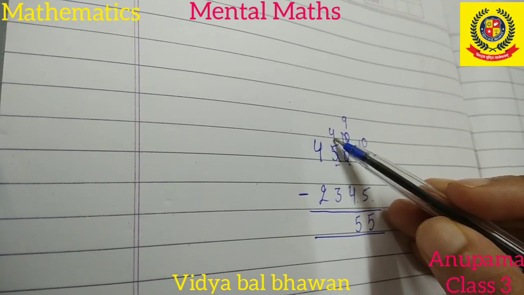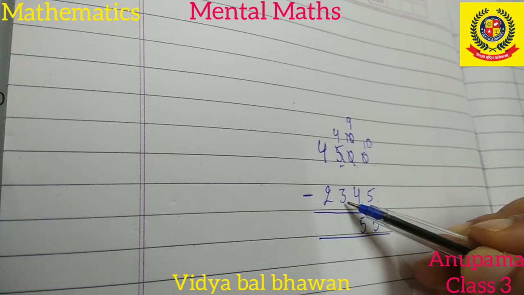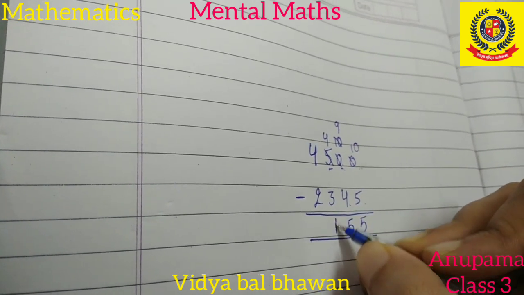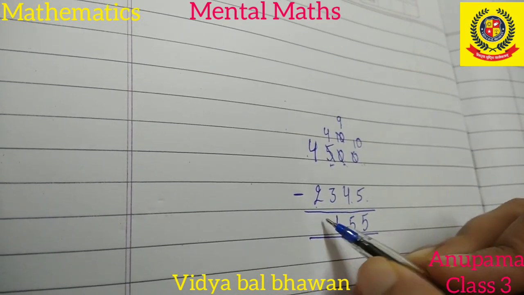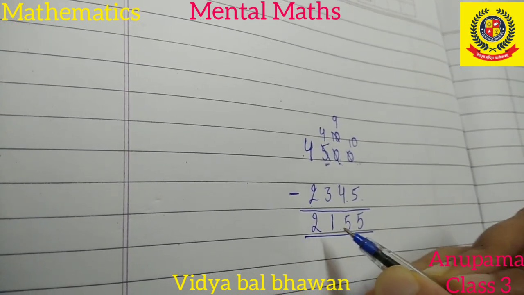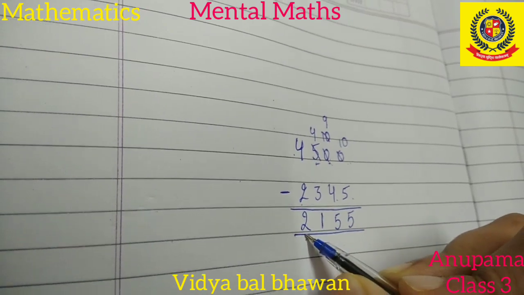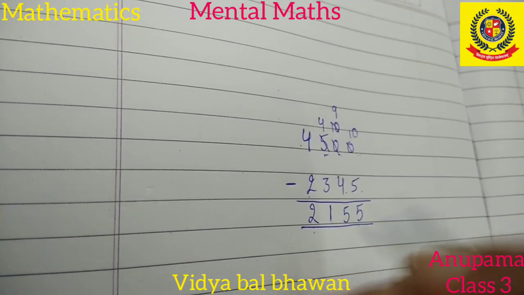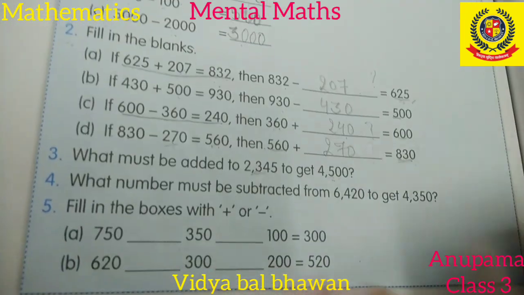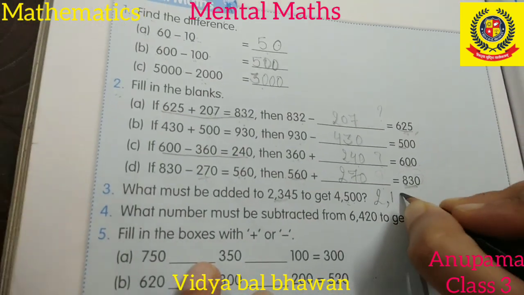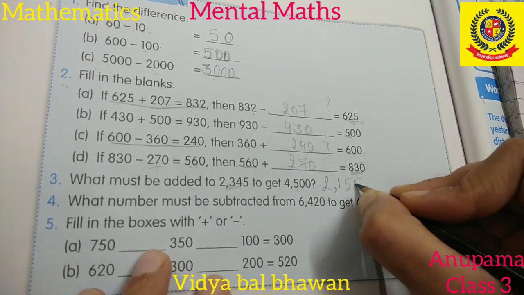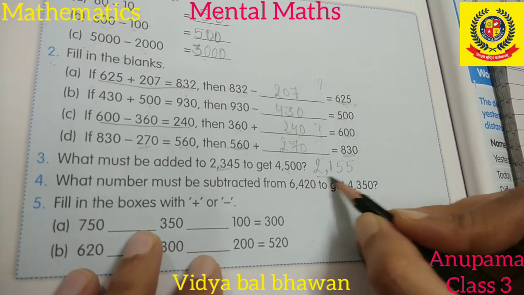Now here is 4 left. So 4 minus 3, that is 1. So write 1. Now 4 minus 2, that is 2. So write here 2. So our answer is 2155. So write here 2155. Okay, this is the answer.